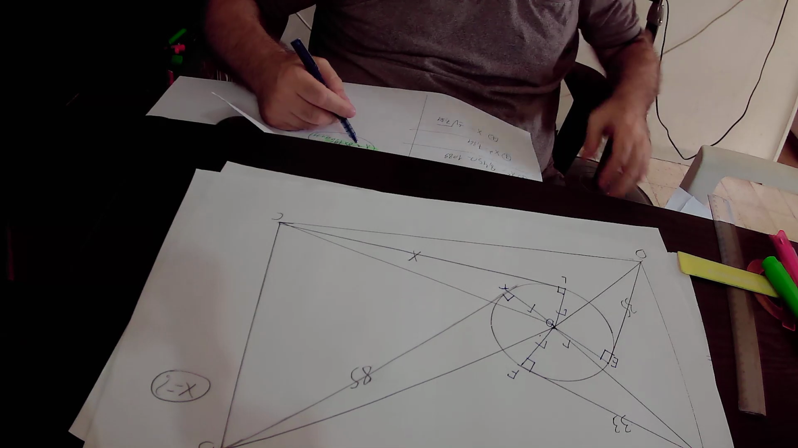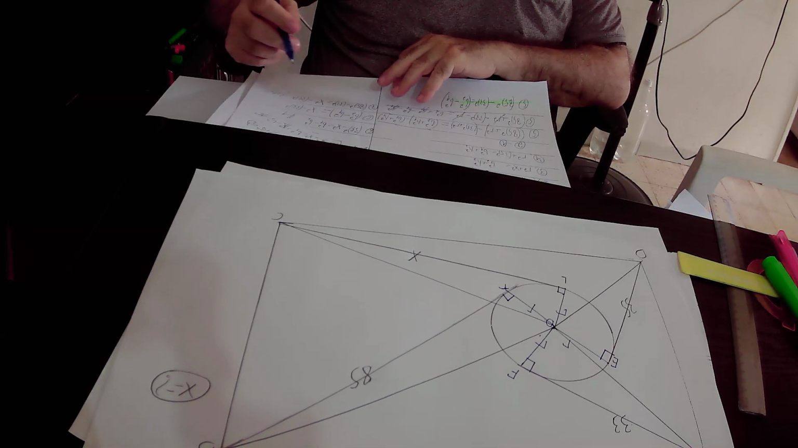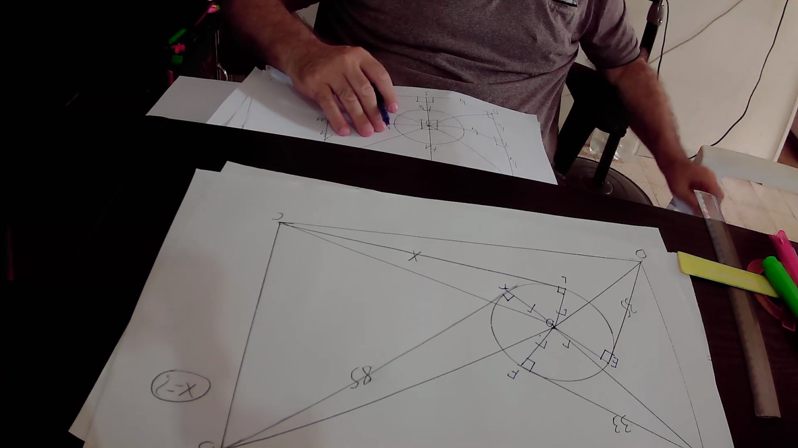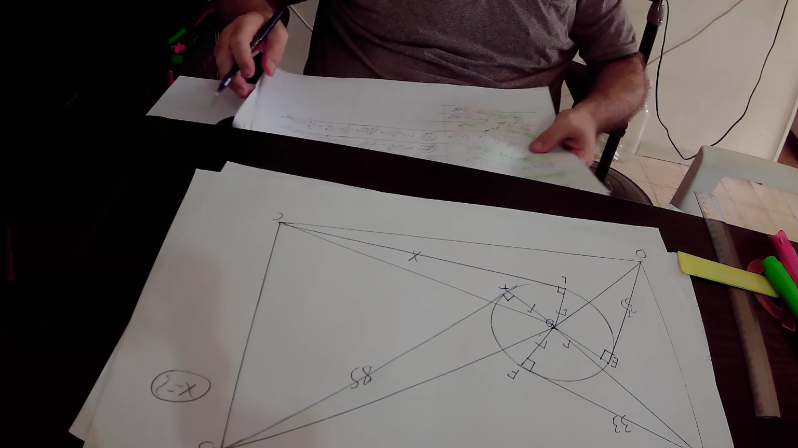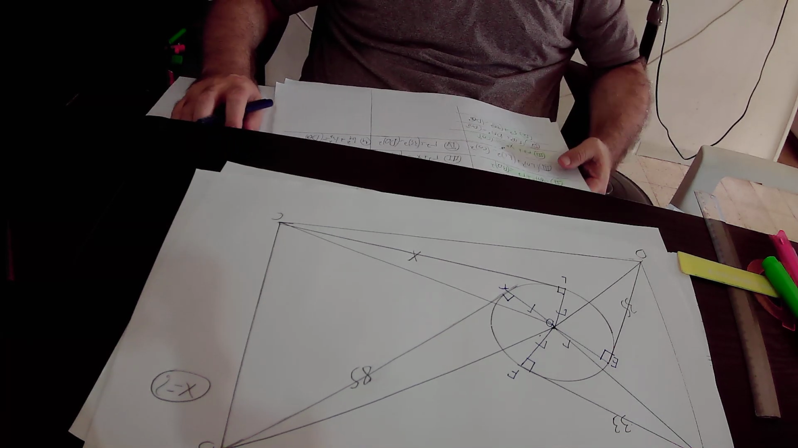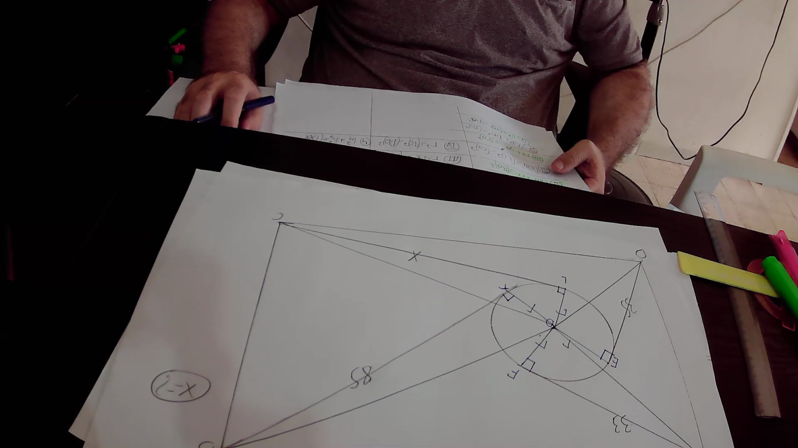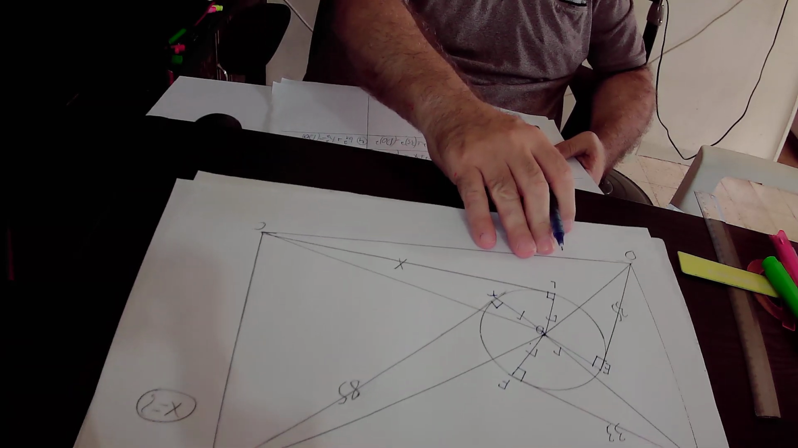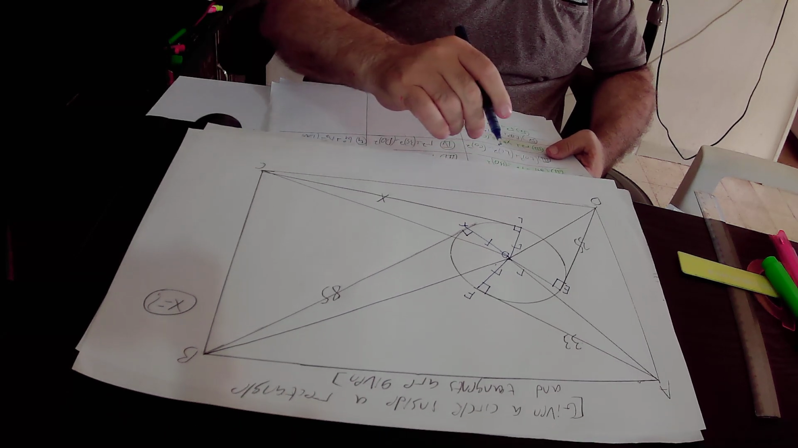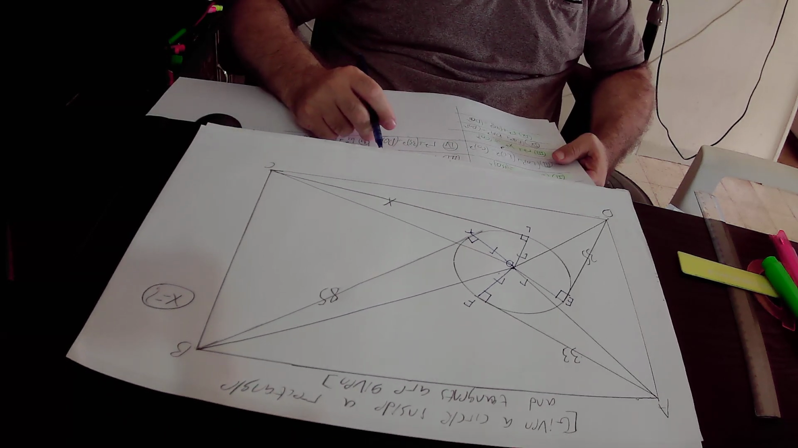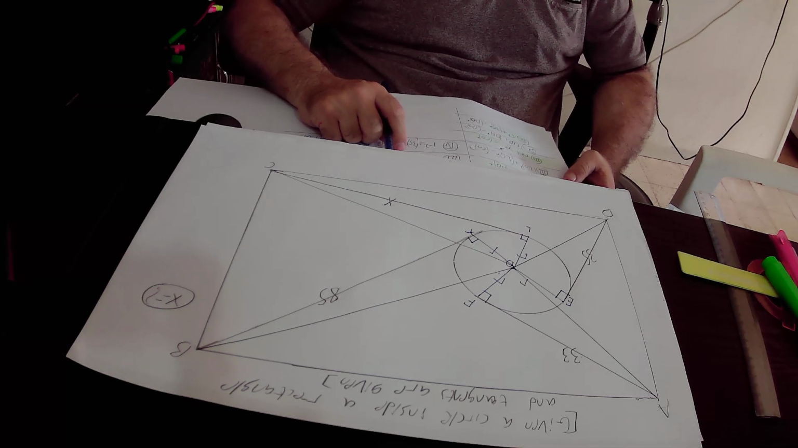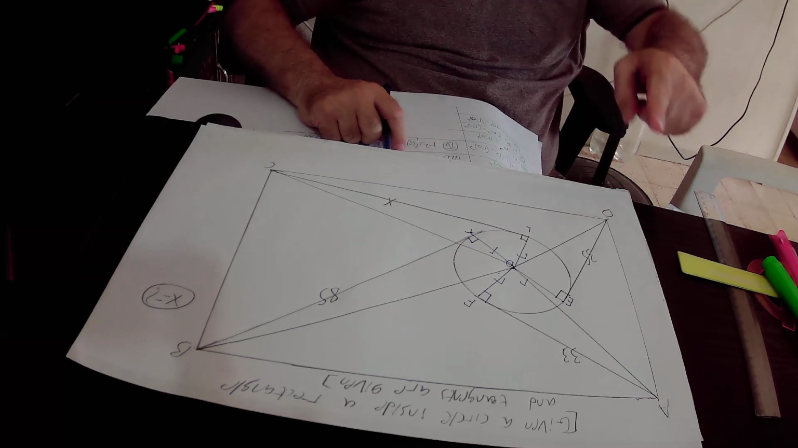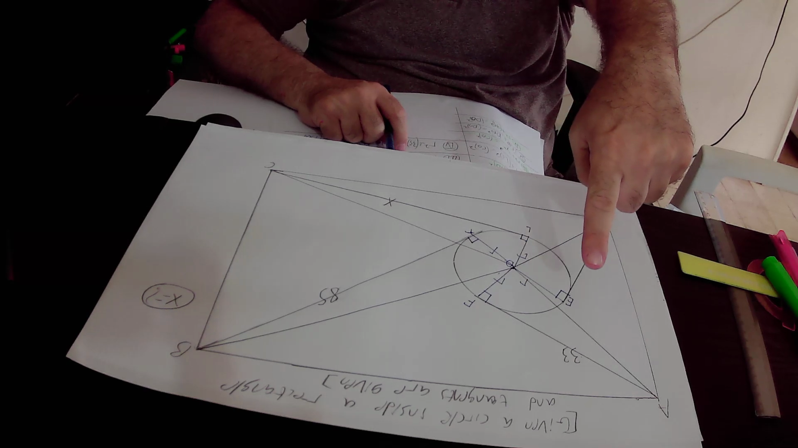In the next step I will summarize the lecture. So in the drawing we have a circle inside rectangle ABCD. Okay. We know that the tangent from point A to the circle is equal to 33 units.